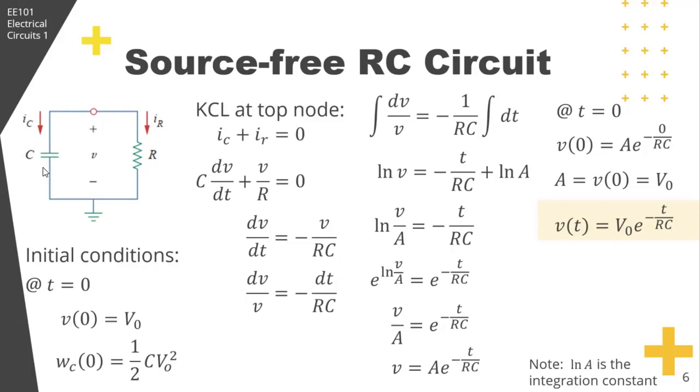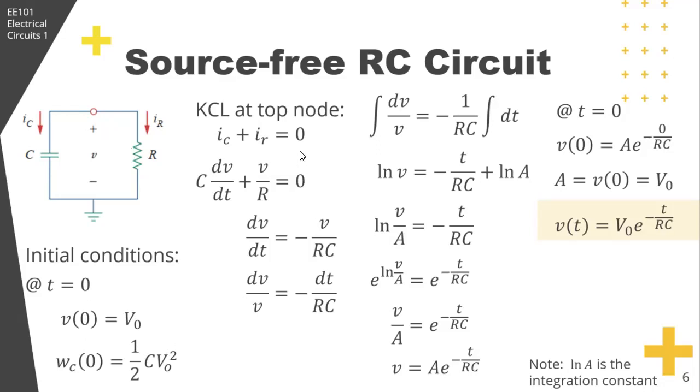So the energy already stored in the capacitor is released to the resistor. Since the capacitor is initially charged, we can assume that at time t equal to 0, the initial voltage V at 0 is equal to V sub 0, with the corresponding value of the energy stored in our capacitor, W at 0, equal to 1/2 C V sub 0 squared.